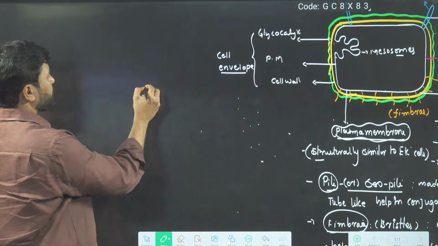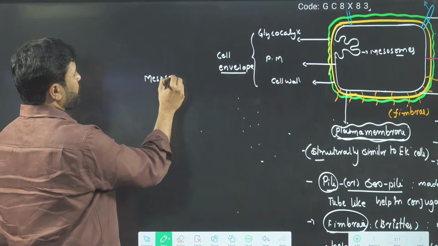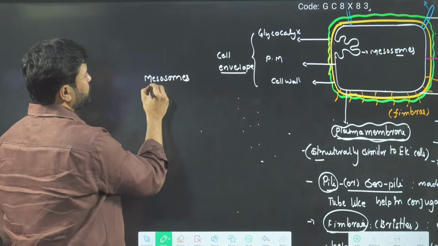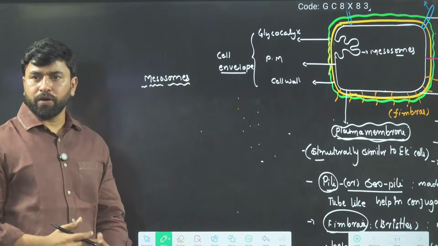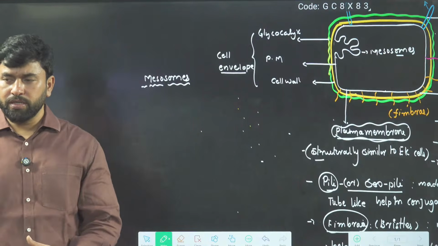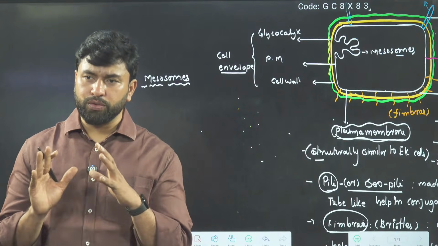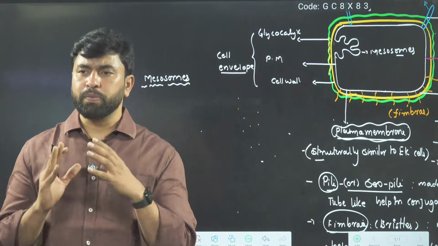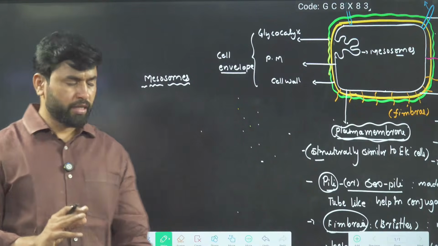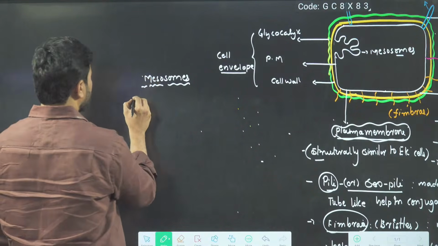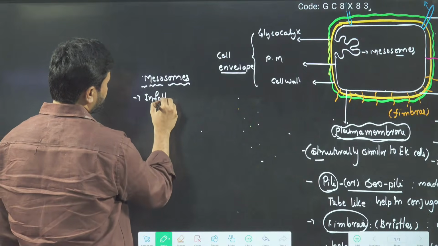First one, what are mesosomes? Mesosomes are unique to prokaryotic cells. I'm not saying all prokaryotes will have mesosomes. That's absolutely wrong. Some prokaryotic cells do not have mesosomes. But if mesosomes are present, what is their orientation and their functions? See, mesosomes are enfoldings of plasma membrane.